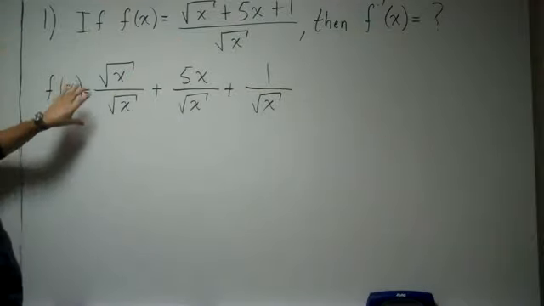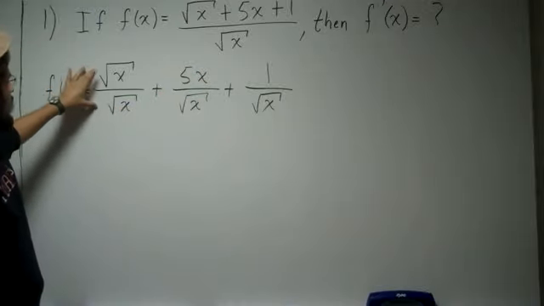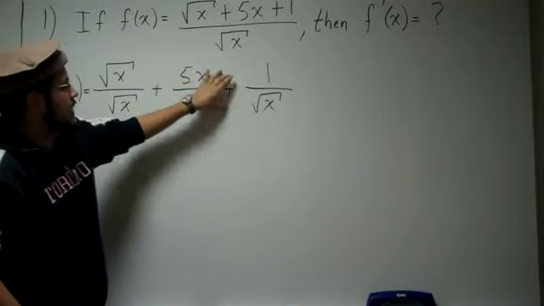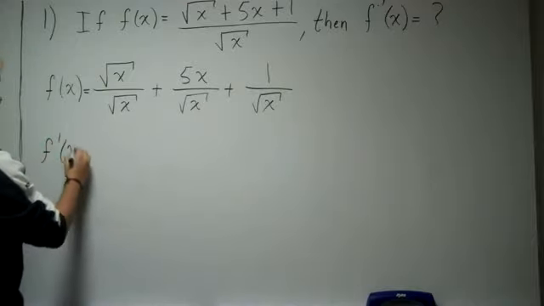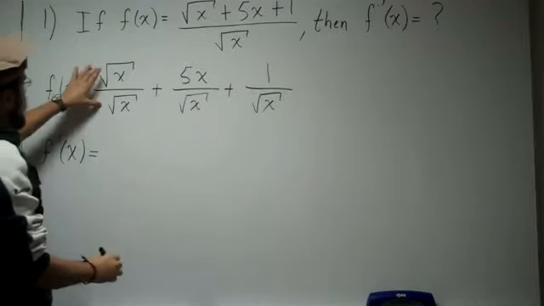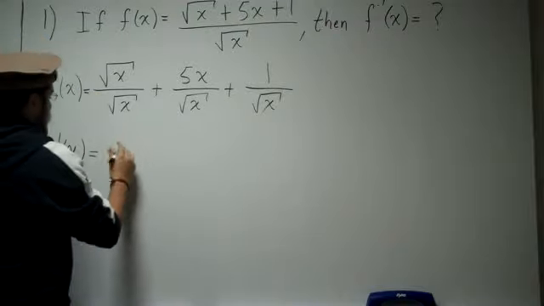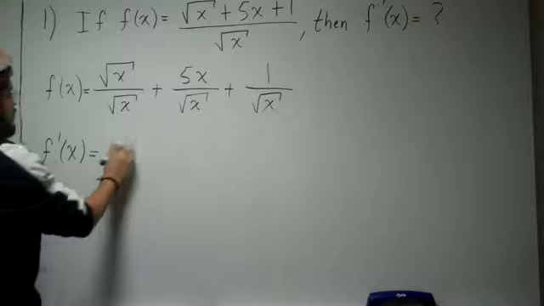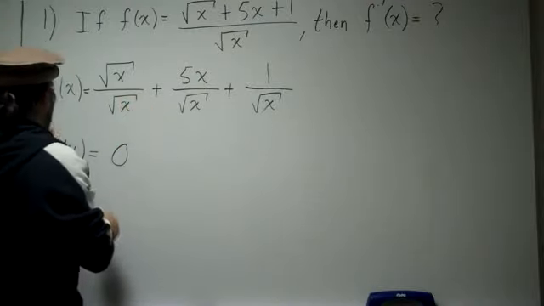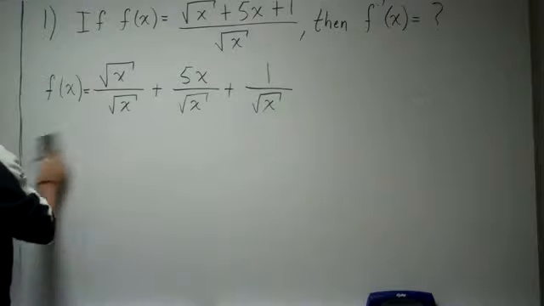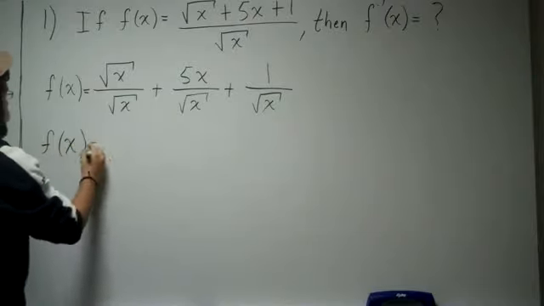We know that if we can take the derivative of this whole function, we can just take the derivative of this part, then add it to the derivative of this part, and then add it to the derivative of this part. So now we have f prime of x. This can cancel out. The square root of x divided by the square root of x is just 1, so the derivative of 1 is 0. Actually, let's backtrack a little bit. Let's keep simplifying first, and then at the end we'll do the derivative.